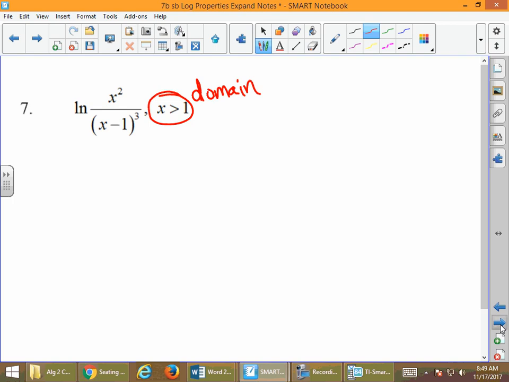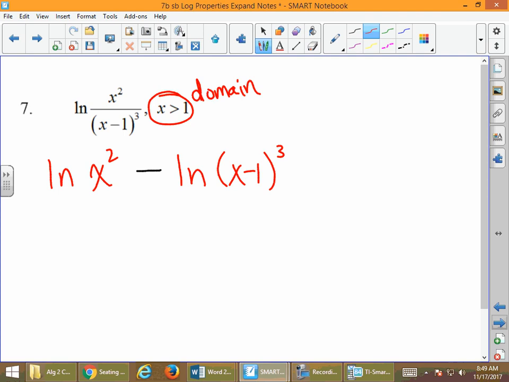We see division again. Seems to be pretty heavy in division, although I only have really 2 choices when we write this. But it's going to be natural log of x squared. Division means subtraction, and it's going to be natural log of x minus 1 cubed. And on both of these, we have an exponent.